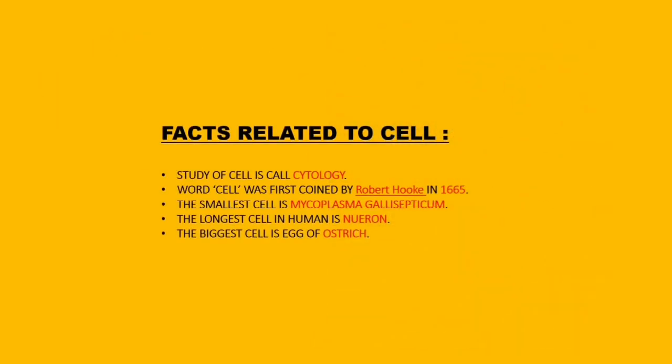Some important facts related to the cell. The study of cells is called cytology. The word cell was first coined by the British scientist Robert Hooke in the year 1665. The smallest cell is Mycoplasma gallisepticum. The longest cell in the human body is the neuron. The biggest cell is the egg of an ostrich.